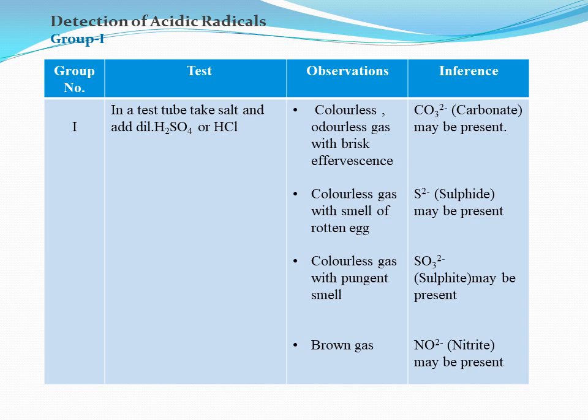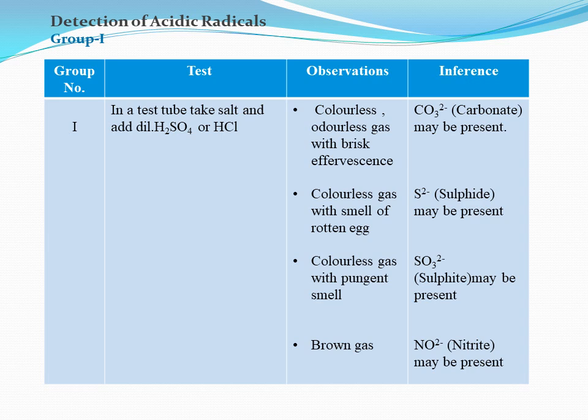So let's see how to detect first group acidic radical. We have total 4 acidic radicals belonging to first group. They are carbonate, sulfide, sulfite and nitrite. The second one is group reagent. So the group reagent for first group is dilute HCl or dilute H2SO4. You can use either HCl or H2SO4.